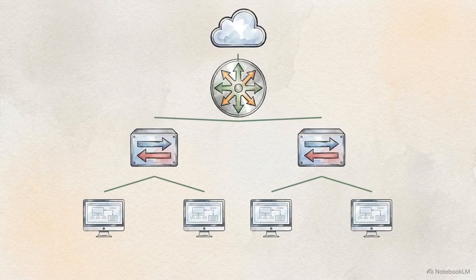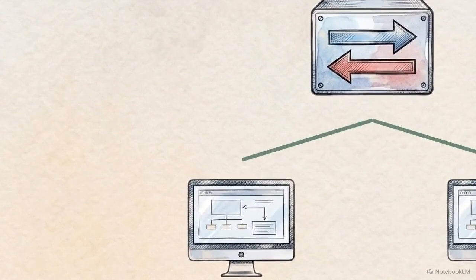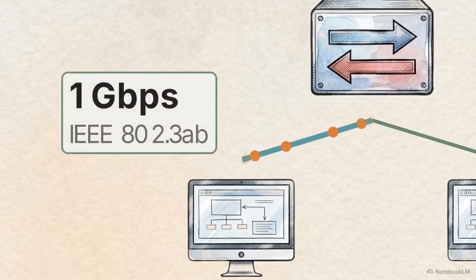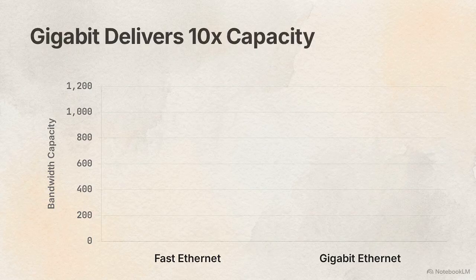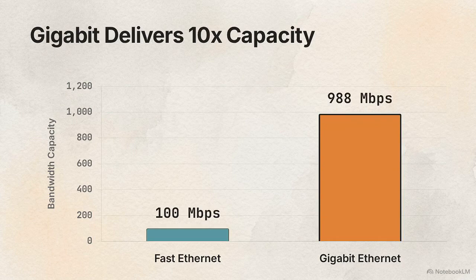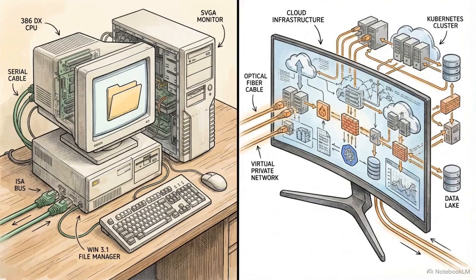The first leg of the journey is the physical link from the computer to the switch. Today, the standard is Gigabit Ethernet, which uses the IEEE 802.3ab specification to move data at 1 billion bits per second. That is 10 times the capacity of its predecessor, Fast Ethernet. While Fast Ethernet capped out at 100 megabits per second, Gigabit allows for the high-volume traffic we expect from modern networks. Fast Ethernet was a vital bridge during the late 1990s, but it lacks the bandwidth required for current cloud computing and high-definition streaming demands.